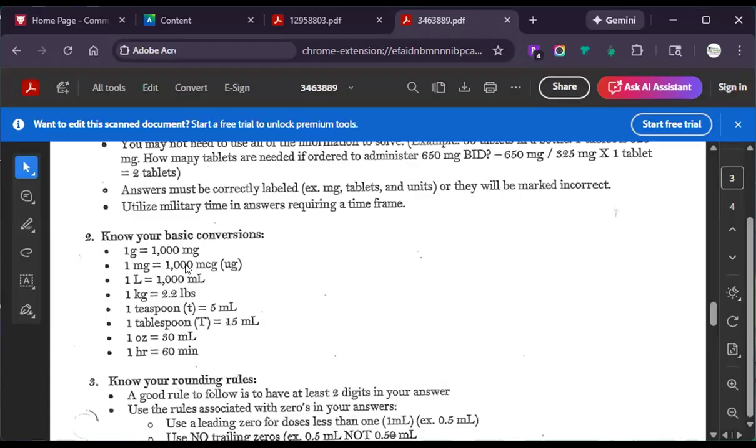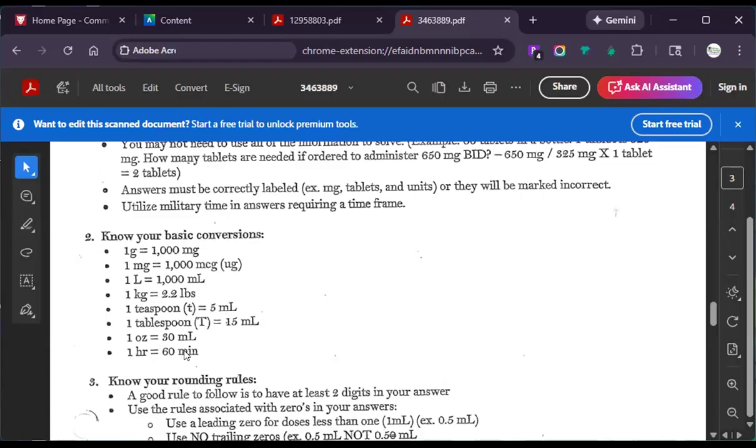1 milligram is equal to 1,000 micrograms. And I wrote micrograms two different ways. Usually you're going to see it as mcg, but on certain drug labels, you'll see it look like ug. That U is the Greek symbol mu, which is just the abbreviation associated with micro. So just letting you know. Liters to milliliters, kilograms to pounds, teaspoons, tablespoons, ounces to milliliters, and then hours to minutes. Like I said, you're expected to know that.